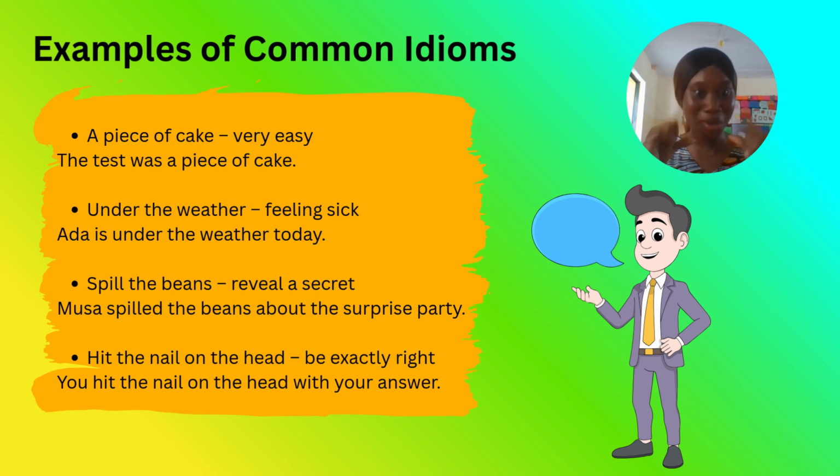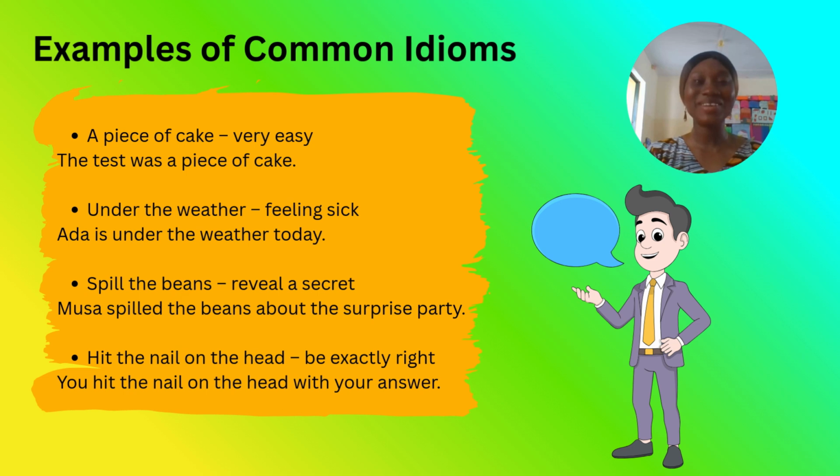He couldn't hold his tongue. So he couldn't bite his tongue. That bite his tongue means he couldn't keep quiet. Do you understand? That's another kind of idiom. So Musa couldn't bite his tongue. He went on to spill the beans about the surprise party. I mean, that sounds pretty cool, right?